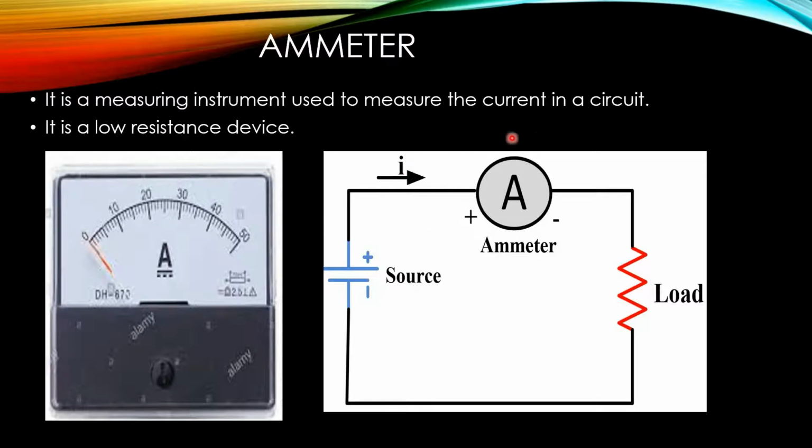A denotes ammeter. Positive of ammeter is connected to positive of battery. It is connected in series. Why are we connecting it in series? Because it is a low resistance device. It consumes less amount of energy.